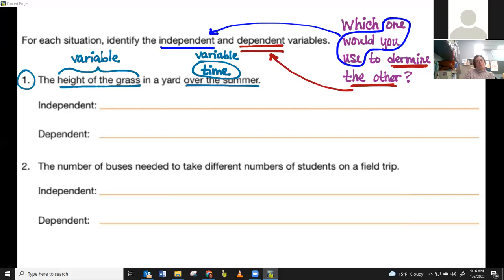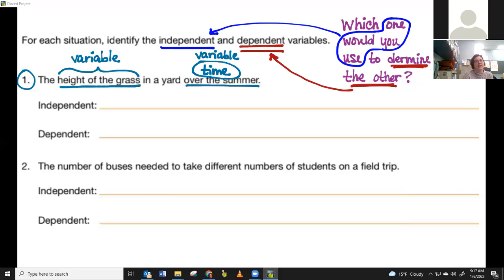I'm going to put a Zoom poll up. The first variable in this situation is the height of the grass. And I want to know whether that variable would be the independent variable, the dependent variable, or is this one of those cases where one variable does not clearly depend on the other? So here's how you're going to reach your decision. I'll put the poll up in just a second.